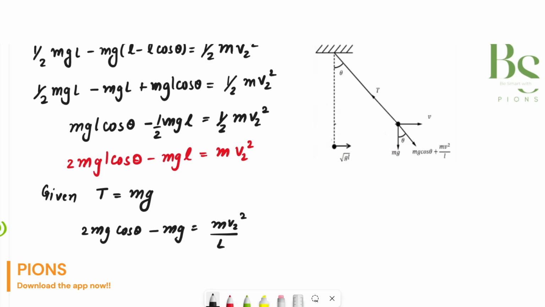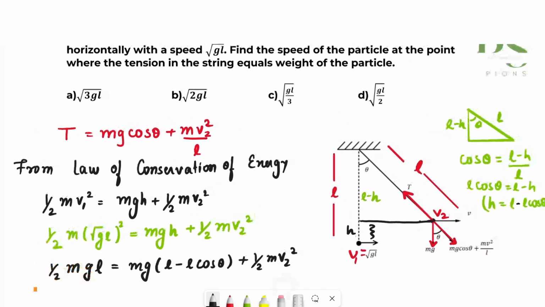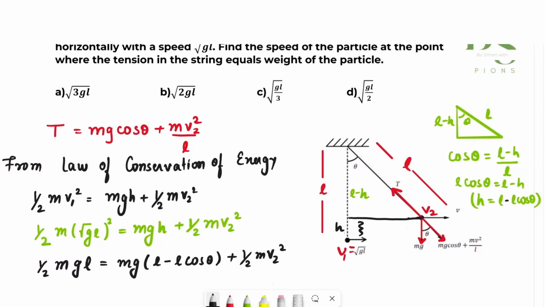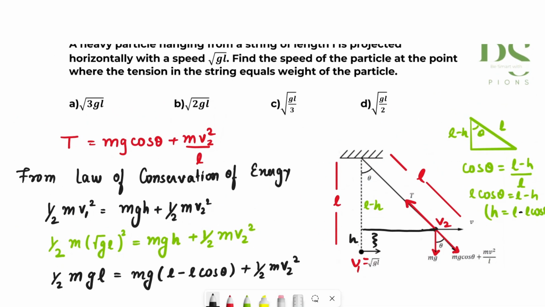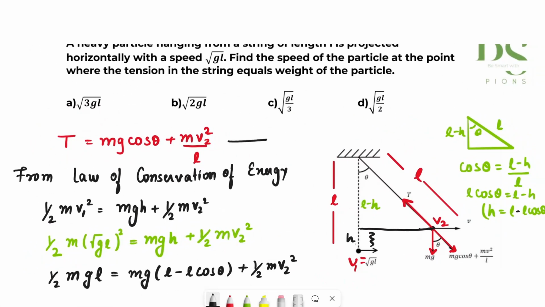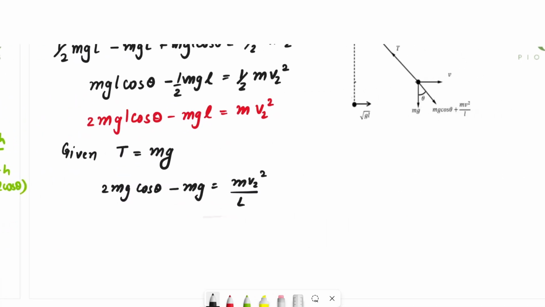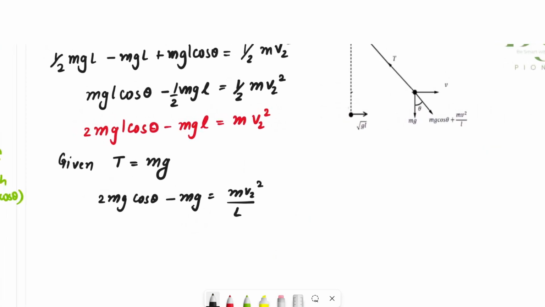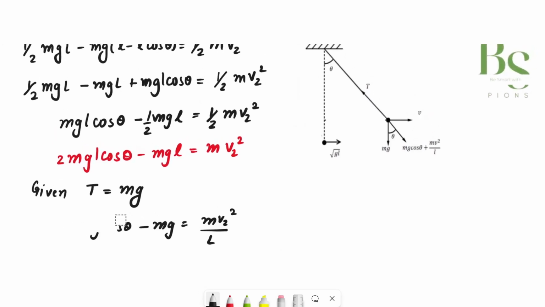So I have done this condition, m v2 square upon L, and now I have to substitute this in one more equation to get this tension. I have to substitute over there also. Look at the first equation. In the first equation also we have to put T equal to mg. So when we put T equal to mg in equation number 1, we will get one more equation, and then we will compare to get it.